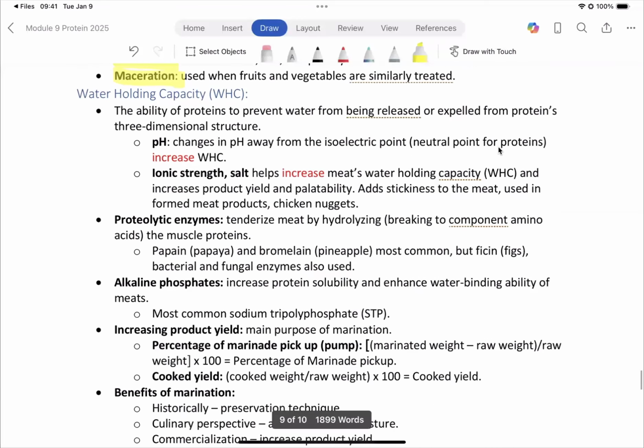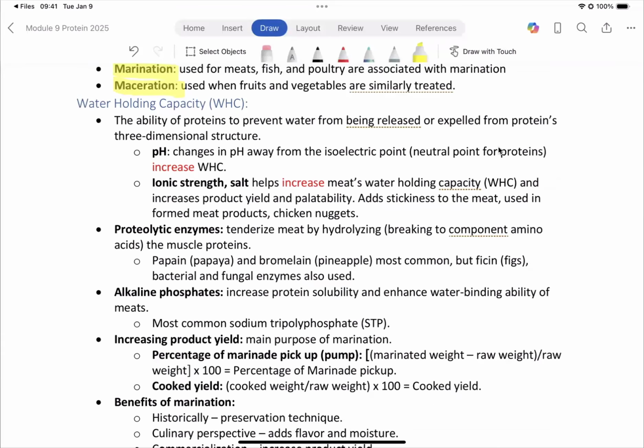When we marinate, we're particularly interested in water holding capacity. So the more water that we can get to be held in the meat product, the juicier and more tender it's going to be. So we're interested in water holding capacity, right?